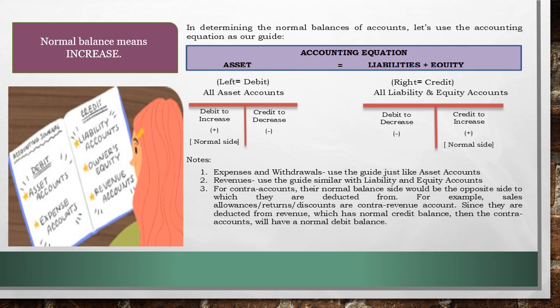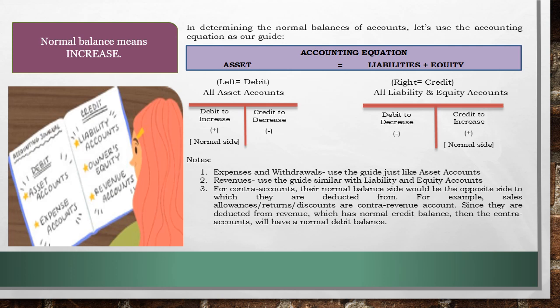On the right side of our accounting equation, that comprises the liabilities and the equity. So, for the right side, the normal balance of the two is credit. Take a look at this T account. The right side, which is the credit, is the normal side, that's the increase side. But if ever your liability or your equity decreases, you have to place that on the debit side.